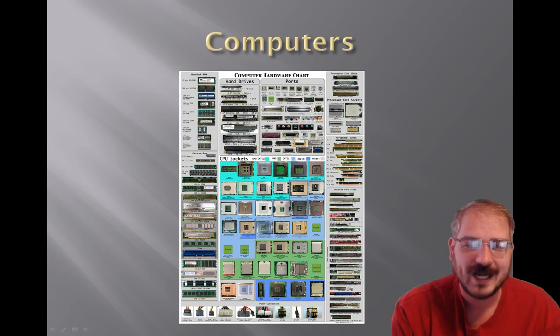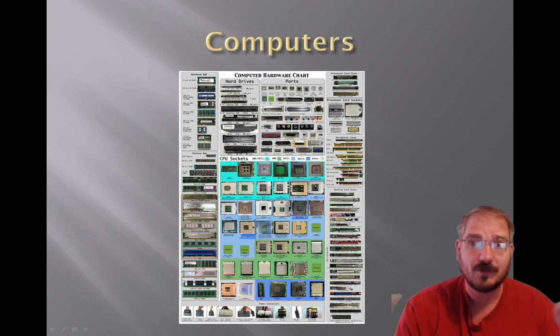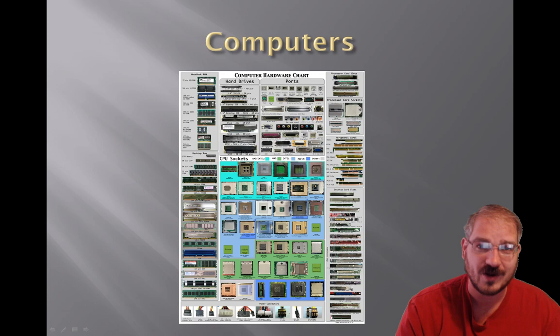So, what makes it complicated is that there's lots of different kinds of each of these. Once you get all of these parts, you can put a computer together very, very easily. It's like plug and play. Things only fit where they're supposed to go. If they don't fit, they're not supposed to go there.